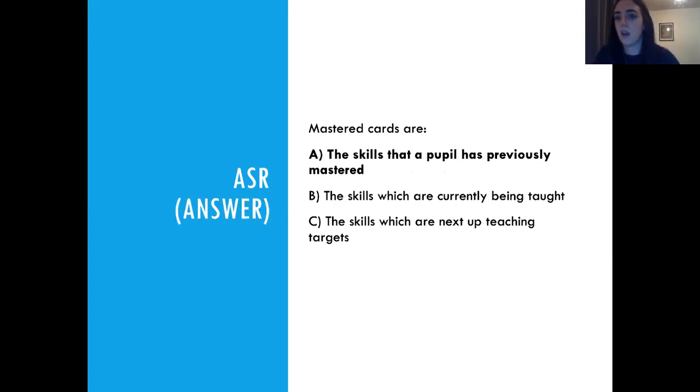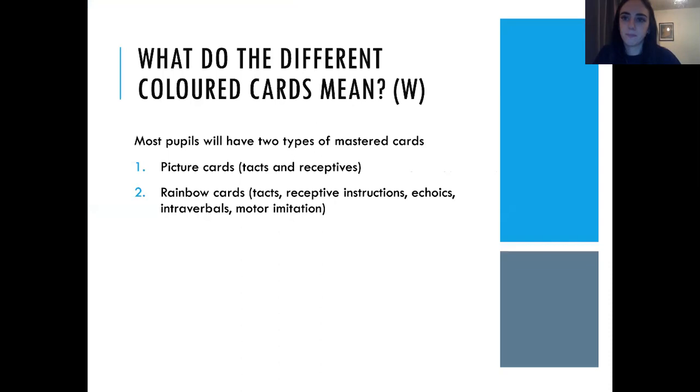So the mastered cards are the skills that a pupil has previously mastered. So what do the different colored cards mean? When you see the master cards, we will watch a video where we can have a quick look at this. But what do the different colored cards mean? Most pupils will have two different types of mastered cards.